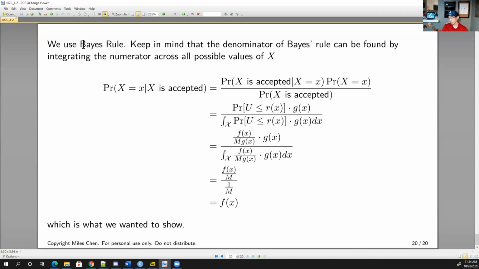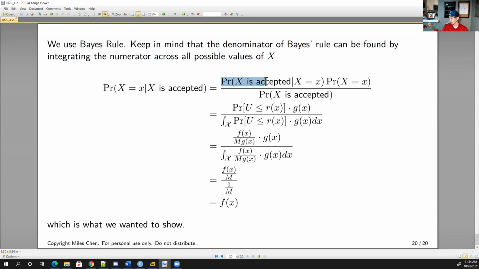All right, and we're going to use Bayes' rule. So with Bayes' rule, it's the probability of A given B is B given A times the probability of A, divided by the probability of B. Wait, what? Yeah. That denominator is equal to basically the sum or the integral of the numerator across all possible values of x.